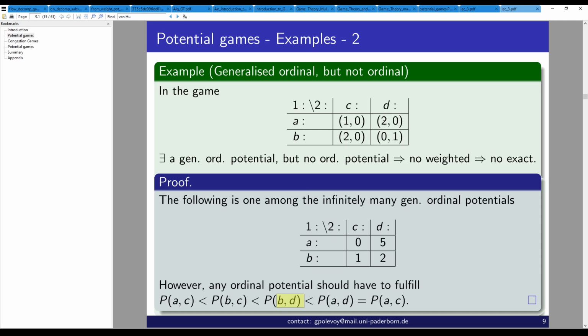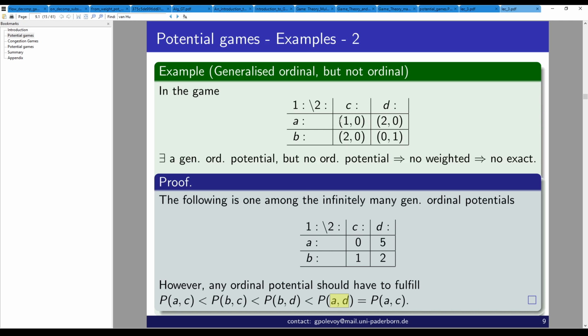Then, let's see what if we go to AD. So the row player again changes. The utility increases from 0 to 2. The potential, or even the ordinal potential, or even the generalized ordinal potential should also increase. Now, we assume that it's an ordinal potential, not only a generalized ordinal, and we are going to arrive at a contradiction.